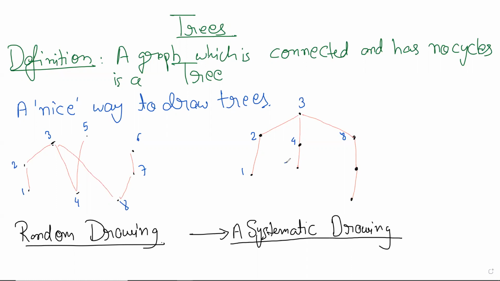It depends on 5, and this will be 7, this will be 6. So I've not done anything. It's the same thing. It's the same graph. It represents the same information, but it's much more systematic.